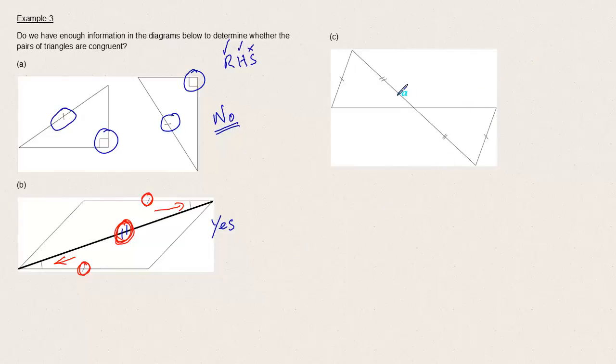If we come to this one, we know this angle and this angle are equal because they're vertically opposite. We can see this one here is the same length as this one here, and this one here is the same as this one here. But we don't know the angle in between them, and we don't know anything about the third side. So in this case, we'll have to say no. If we were looking for side, side, side, we know one side is the same, and then a second side, but we don't know the third side. And we can't get SAS because the angle we know is not between the two sides we know.